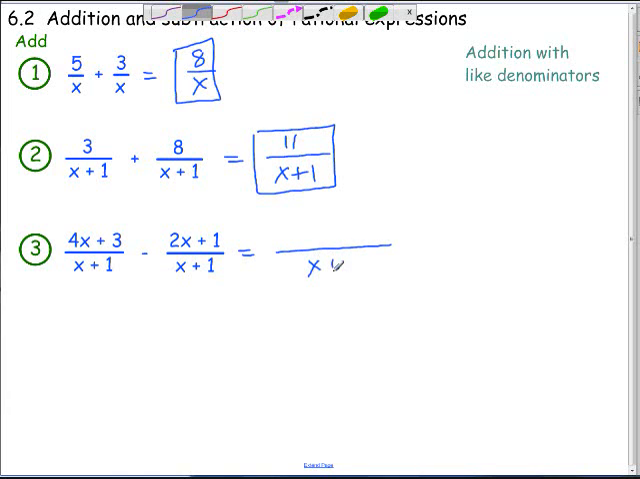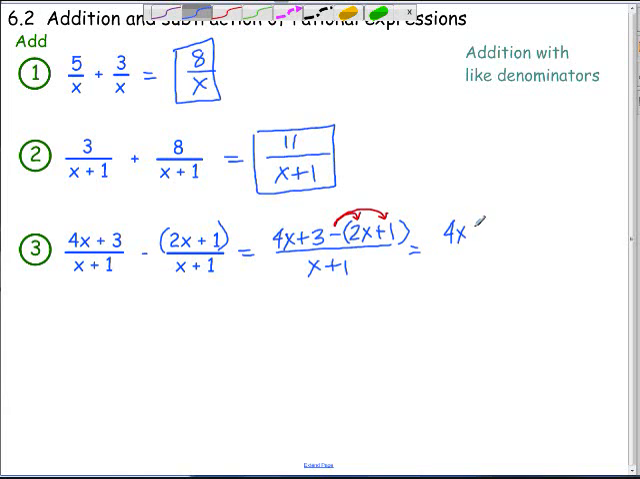Well, it can get a little more interesting, as it does in this one. We've got 4x plus 3. Now, I recommend to you, in a case where you've got subtraction, that you put parentheses around the other numerator. Why do I recommend this? Because way too often we forget that we need to distribute that negative to both the terms that are in the numerator. If you put it in parentheses, it makes it a little easier to remember that.